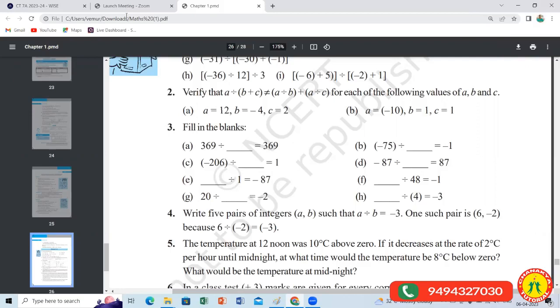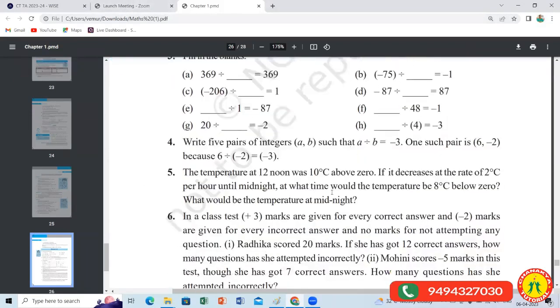Very good. F bit, Anubhav. Yes, ma'am. Dash divided by 48 equals minus 1. Ma'am, it will be minus 48 divided by 48 equals minus 1. Excellent. Varshit, go with G. Ma'am, 20 divided by dash is equal to minus 2. 20 divided by minus 10 is equal to minus 2, ma'am. Very good. Next, H bit for Anubhav. Dash divided by 4 equals minus 3. Ma'am, minus 12 divided by 4 equals minus 3. Excellent, very good, Nana.